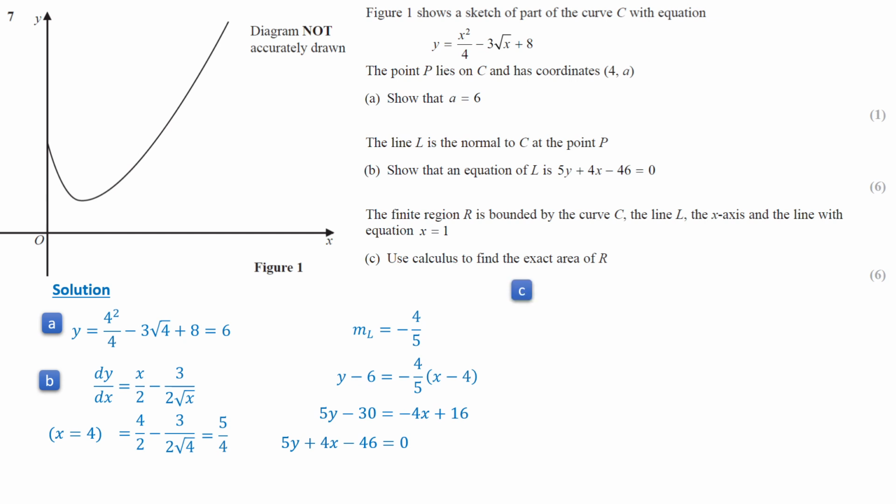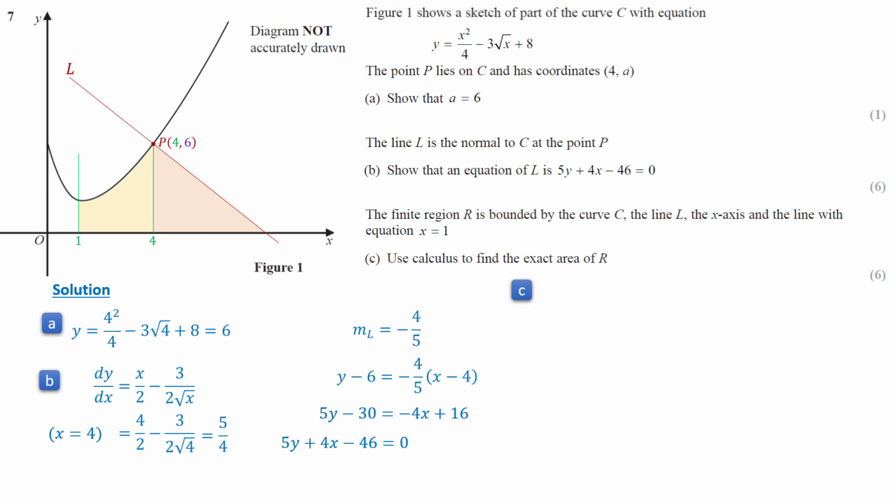Moving to question C, to find the area of the region R, we draw the line L on the diagram. The intersection between the curve and the line is point P. We need to calculate two areas: the area between the curve and the x-axis from x equals 1 to x equals 4, and the area of the triangle under the normal line.